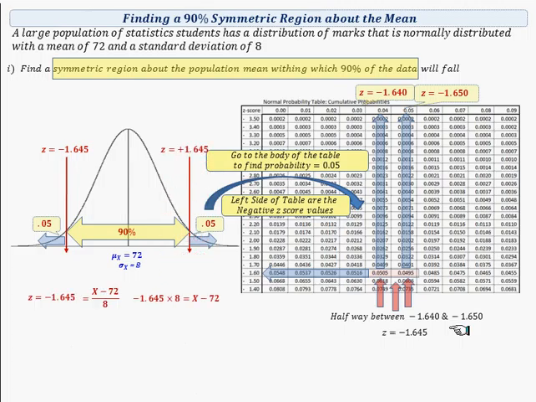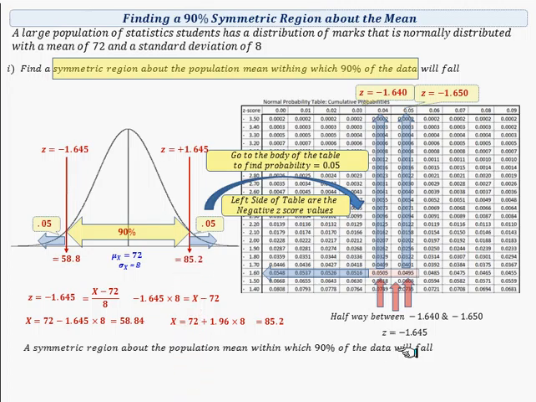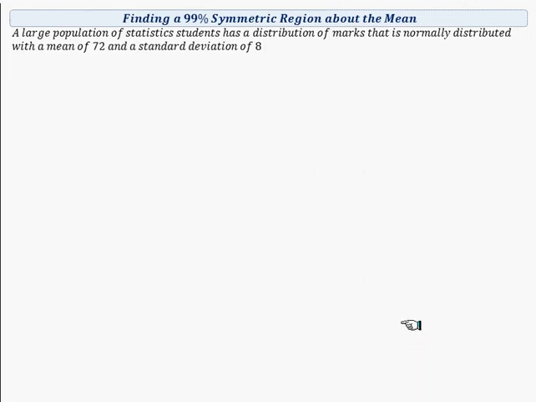We're going to convert those to an x value. The left-hand limit of that interval is 58.8. The right-hand limit is 85.2. And so a symmetric region about the mean within which 90% of the data will fall is given there.